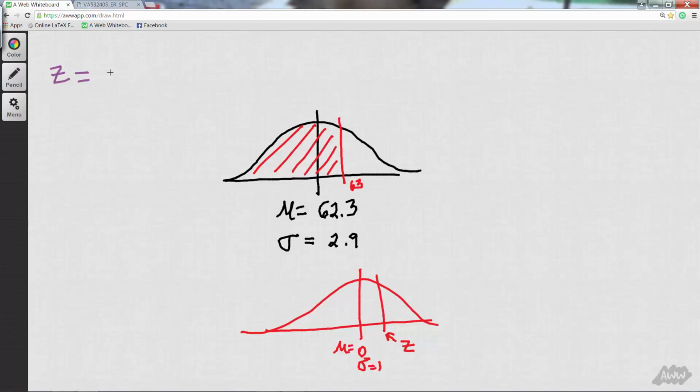Z equals x minus mu over the standard deviation. Well, my x is the 63, the mu, the mean, is 62.3, and then all over 2.9. If I put that in my calculator, I get about 0.24. I round to 2 decimal places because that's what my table shows.